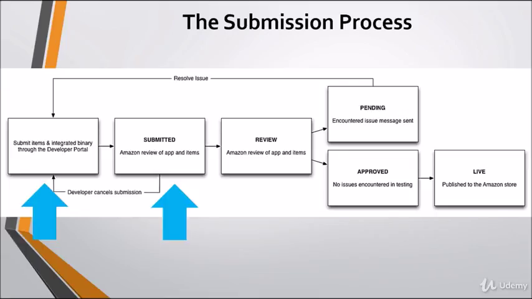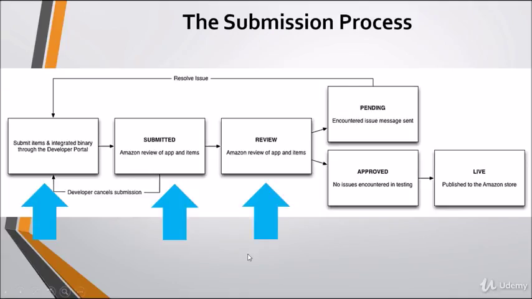The next step is that it's submitted, right? Amazon starts to review your app and items, and they make sure that everything works as expected. And if everything works fine, then great. Now, between here and here, you have the ability, if you want, to cancel the submission by contacting Amazon, letting them know. But why not let it go through the process?